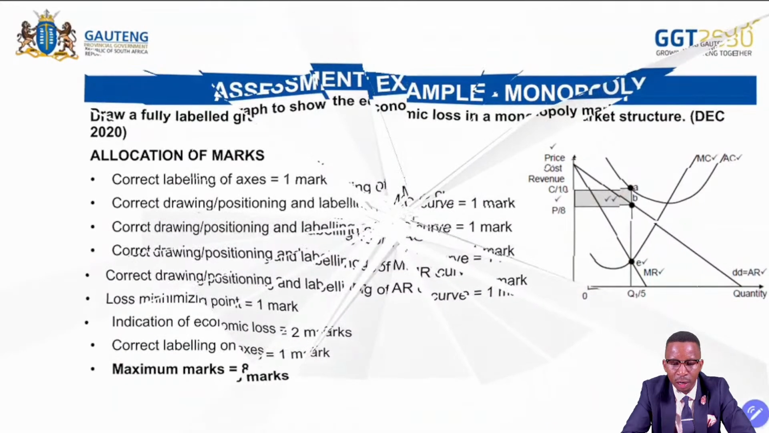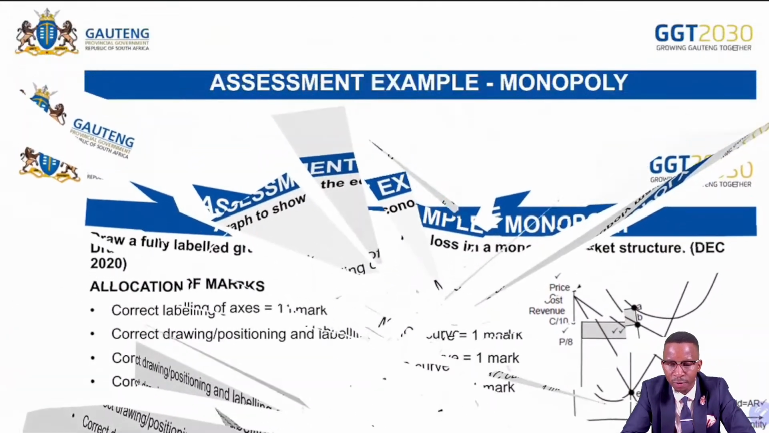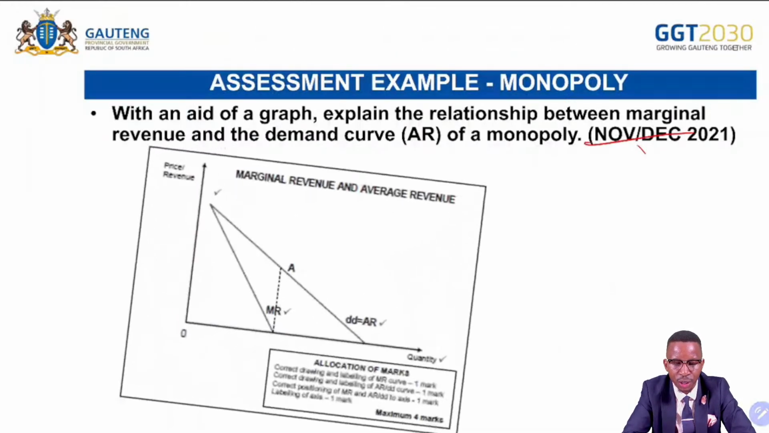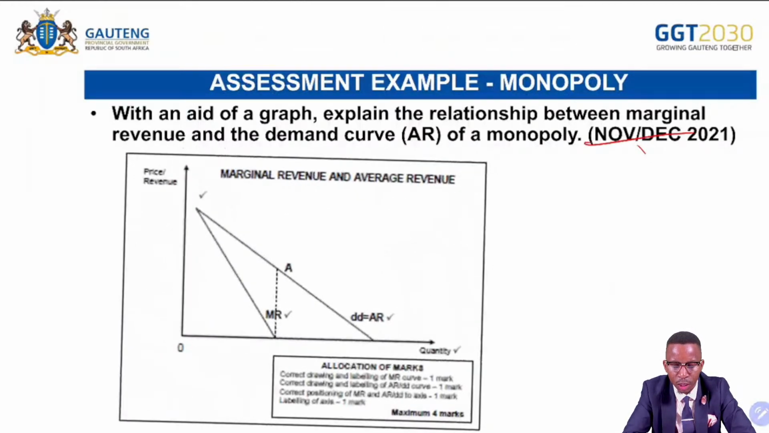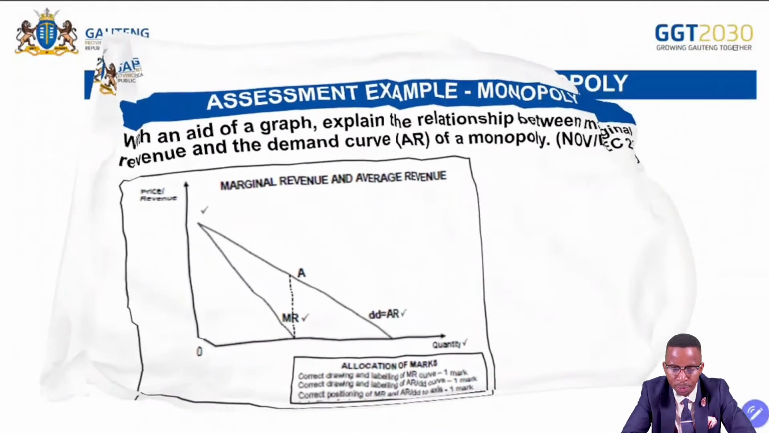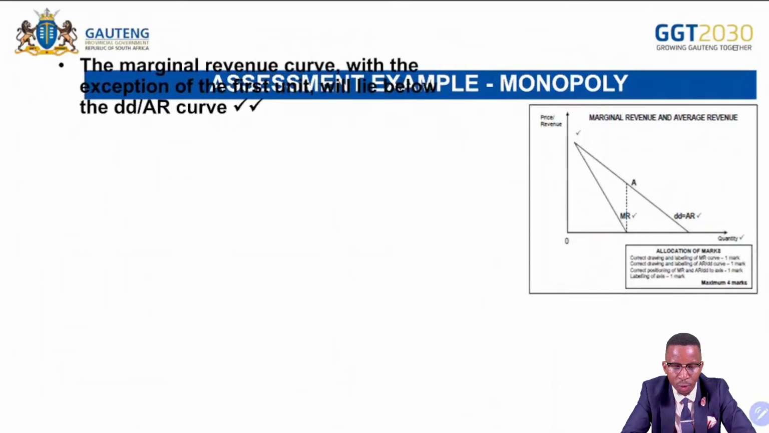And then with a graph, explain the relationship between marginal revenue and the demand curve, from November, December 2021. Let's check. This is the graph that was drawn. The marks were 4 only for the graph. Let's see then what is happening in the explanation here. There is the graph. Then what is expected?